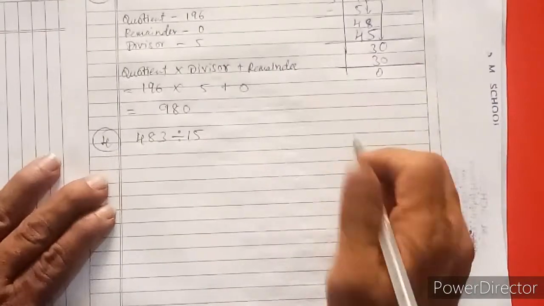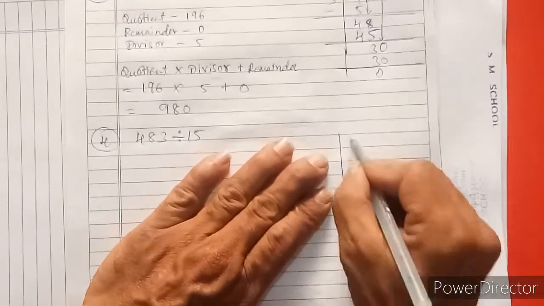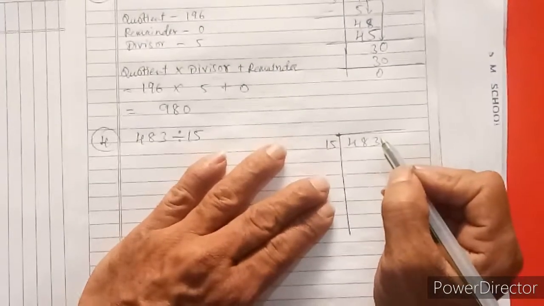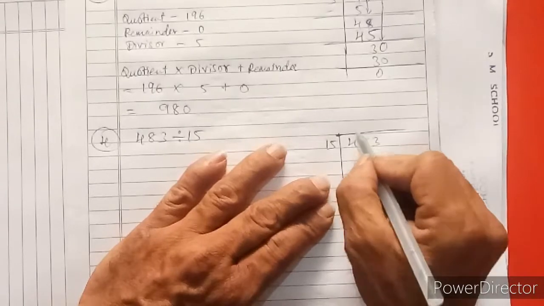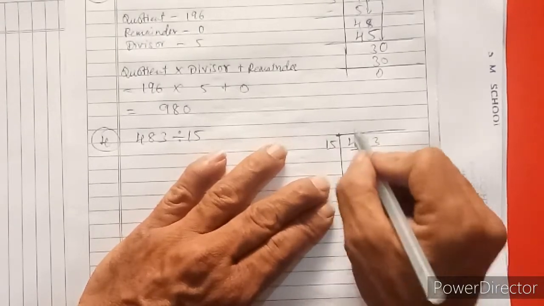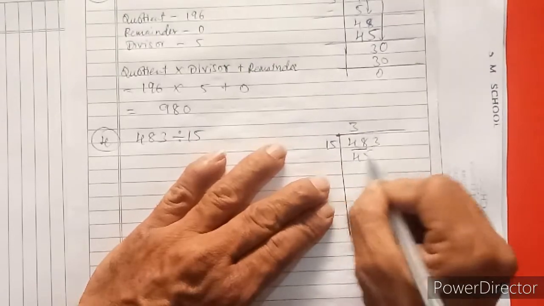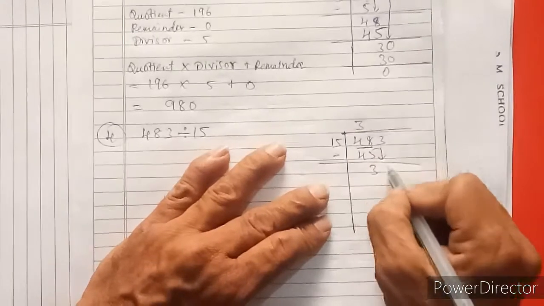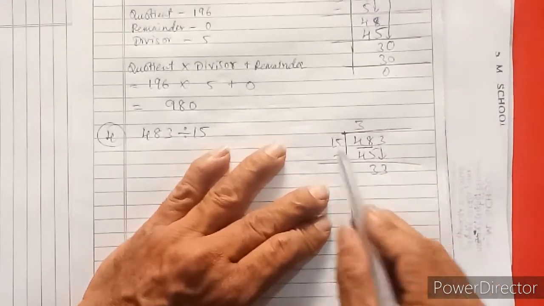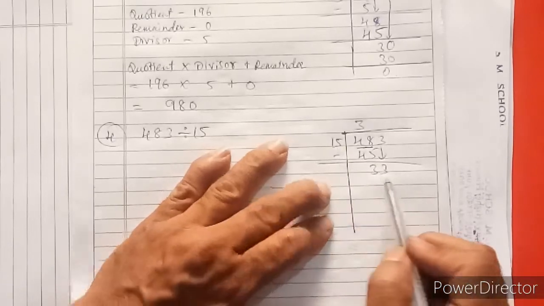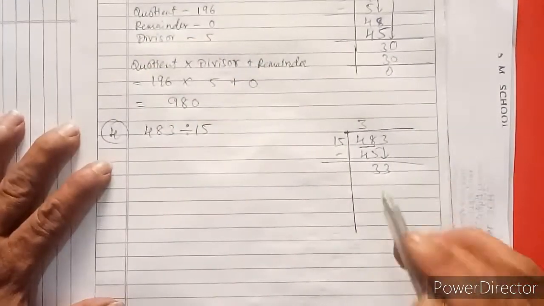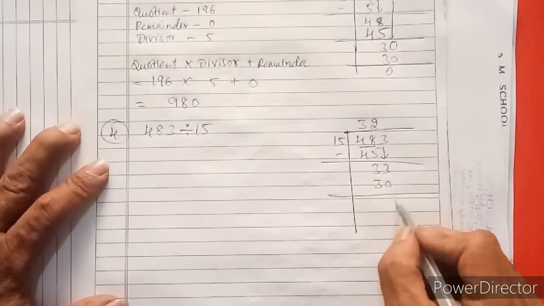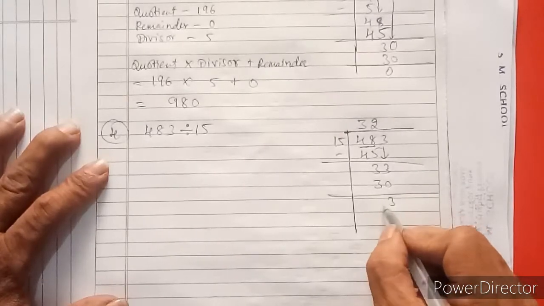Next question. Question number 4. I have to take long division. 483 divided by 15. Now 15 threes are less than 48, so we have to take that. 15 threes are 45. Subtraction sign. 8 minus 5 is 3 and 4 minus 4 is 0. Now we have to take down 3. Again 33 is there, but in the 15 table 33 will not come, so we have to take less than 33, that is 15 twos are 30. Now we subtract: 3 minus 0 is 3, and 3 minus 3 is 0.